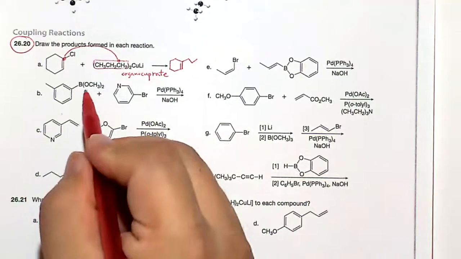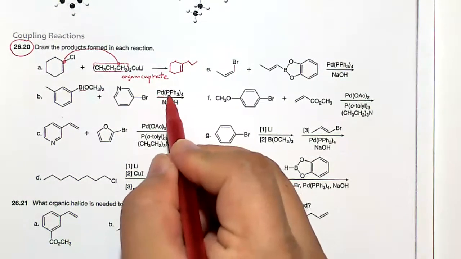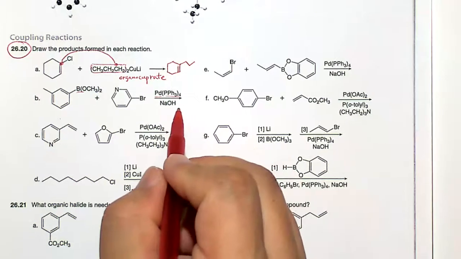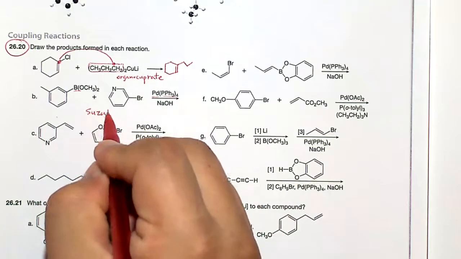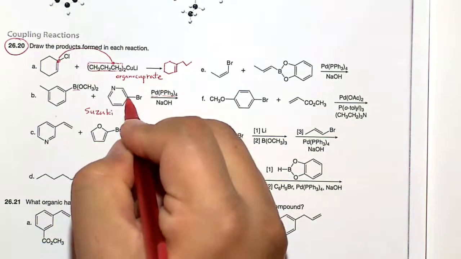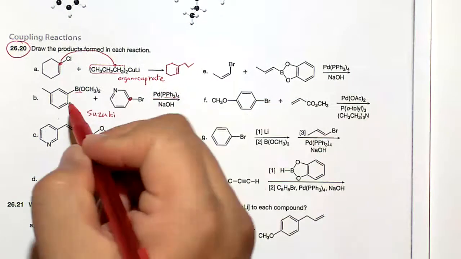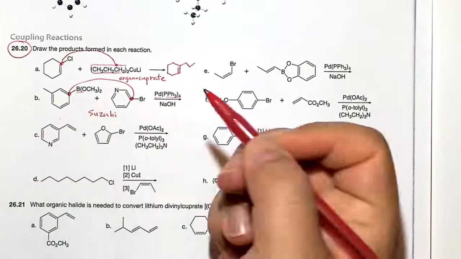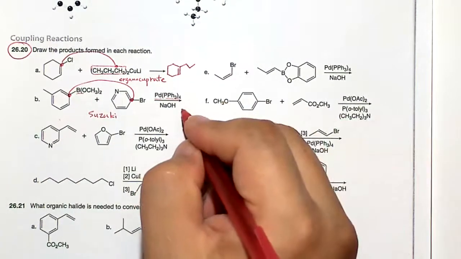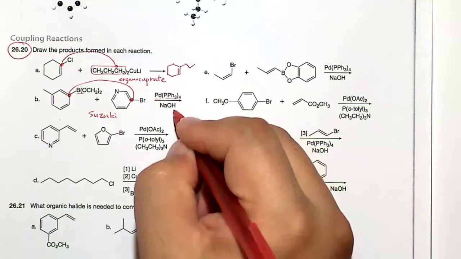B, that's boron with palladium, 4 ligand. This is a Suzuki reaction. So Suzuki, and the carbon with the alkyl halide and the carbon with boron will make a new bond, and I'm going to redraw that.